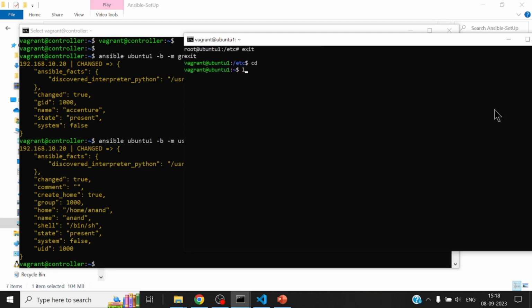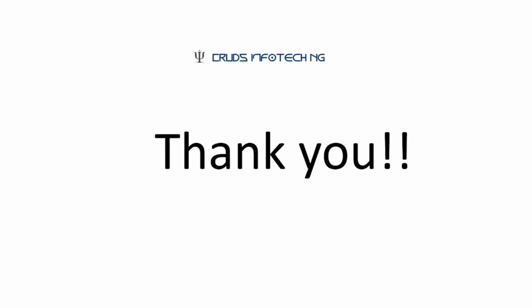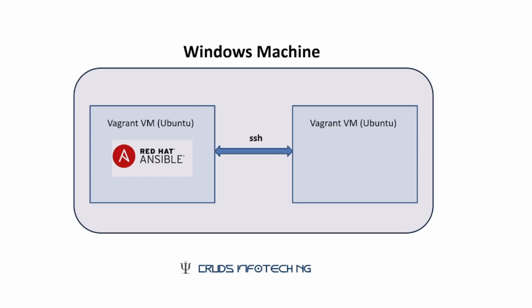cd, pwd, /home/vagrant. If you come out of home vagrant, you see there's another folder called Anand created. So in short, the configuration is the toughest part. Once you configure a couple of servers to be controlled by Ansible, you can fire any number of ad hoc commands.